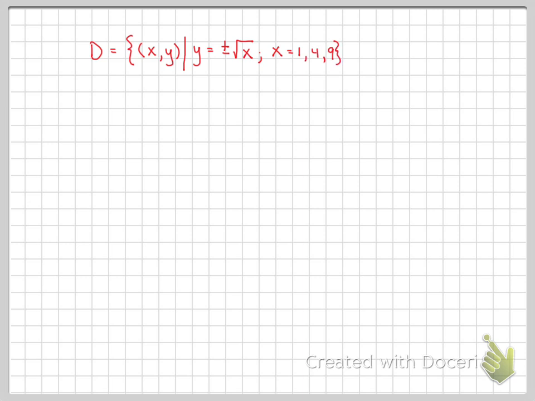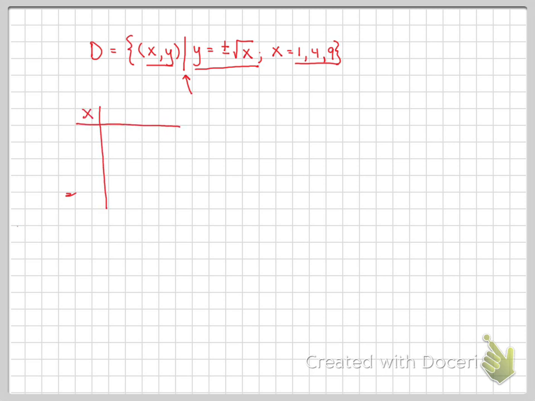Okay, what that says is graph D, that's just what they're calling this graph. Graph the coordinates x and y such that y is equal to plus or minus the square root of x when x is equal to 1, 4, and 9. Okay, so let's make a table.